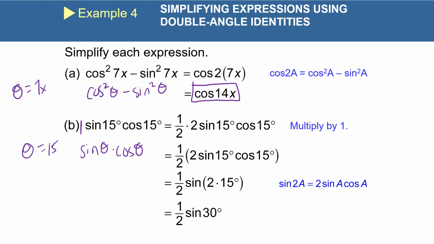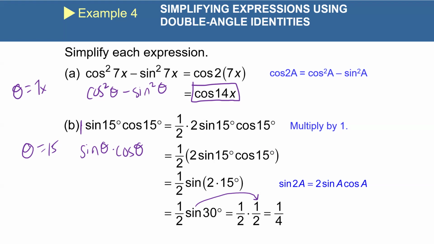What is the sine of 30? Sine of 30 is 1/2. And 1/2 times 1/2 equals 1/4. I was gonna help you with the unit circle, because sine of 30 is 1/2. We actually know the value of sine of 30.